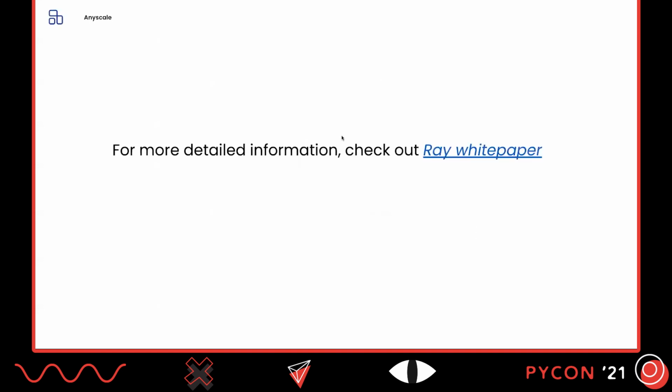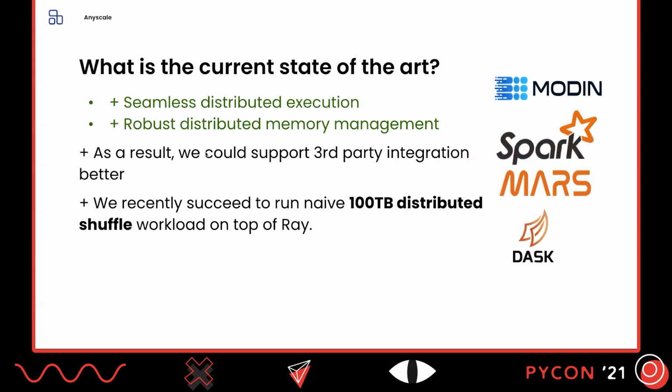So we didn't cover every detail about how this is implemented. If you're interested in more detailed implementation information, check out our white paper. After this improvement, Ray now supports both requirements to be a robust data processing backend: seamless distributed execution, as well as robust distributed memory management. As a result, we could support many third-party integrations very well. And we've actually seen many positive benchmark results from these libraries.